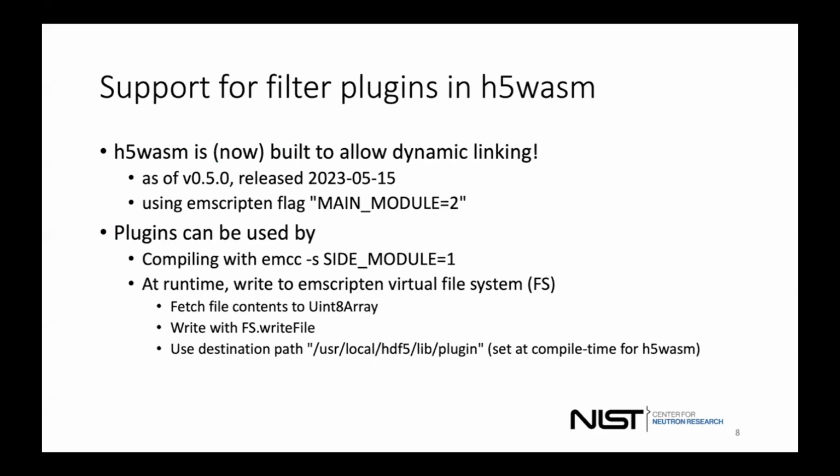So a couple of steps have already been taken. The first one that needed to get done was to compile the main library so that it could be linked against. And so that was just adding a compile flag, MAIN_MODULE. And so as of May, it's compiled in that way. So if you have a recent version of h5wasm, you can do dynamic linking with it. And if you are able to compile a plugin, you can add the SIDE_MODULE flag to the compilation. And then to use it, you actually have to load it into your Emscripten file system. So you have to upload it to the browser. And then, obviously you could automate this process, and then put it into the usual destination path, /usr/local/hdf5/lib/plugin.